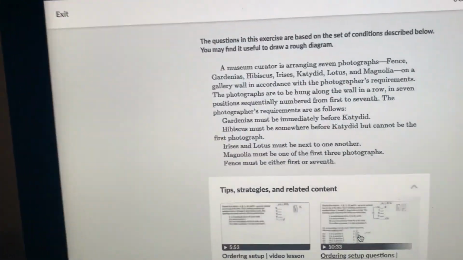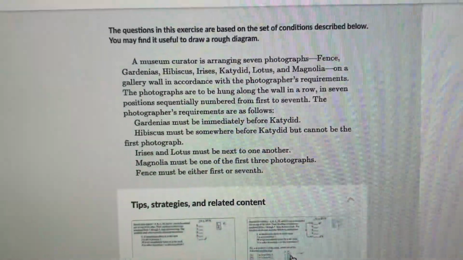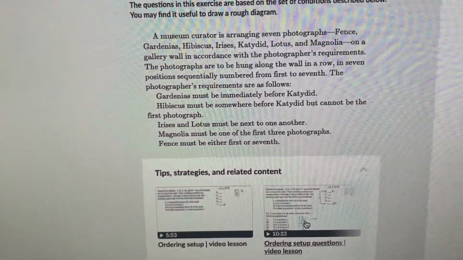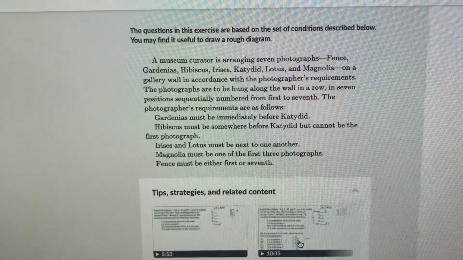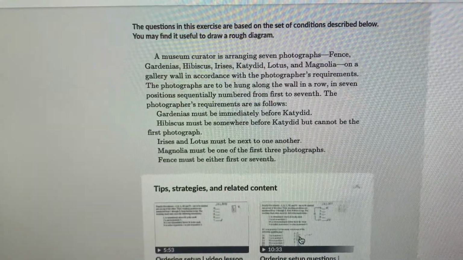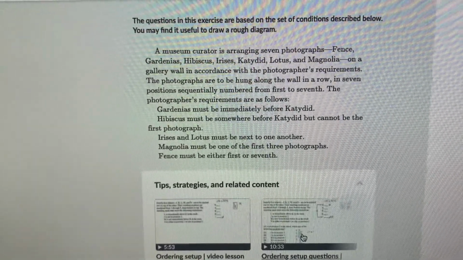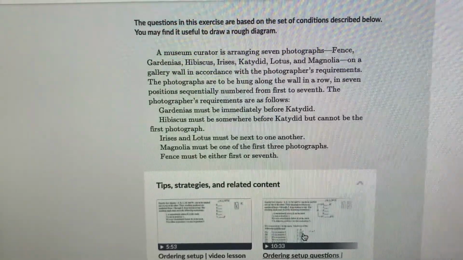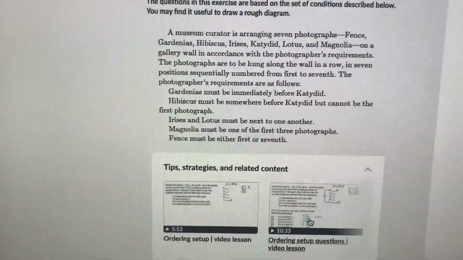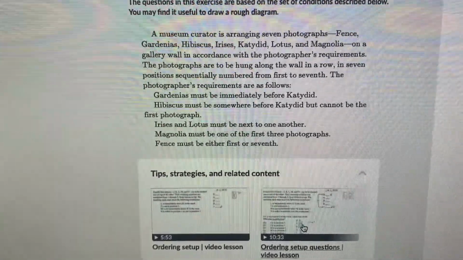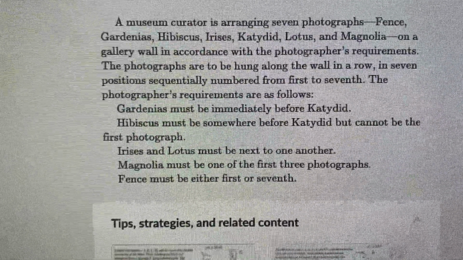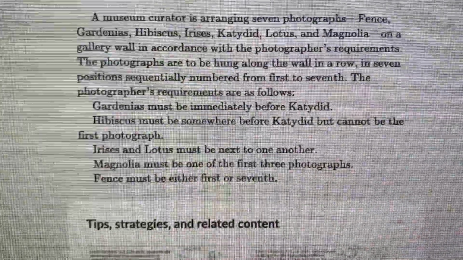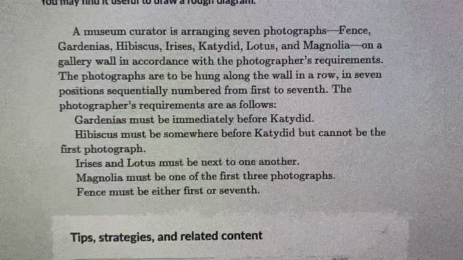Okay. So it says a museum curator is arranging 7 photographs. I know it has a glare, sorry. 7 photographs: fence, gardenias, hibiscus, irises, and I don't know how to say this one, katydid, lotus, and magnolia on a gallery wall in accordance with the photographer's requirements. The photographs are to be hung along the wall in a row in 7 positions, sequentially numbered from 1st to 7th. The photographer's requirements are as follows.